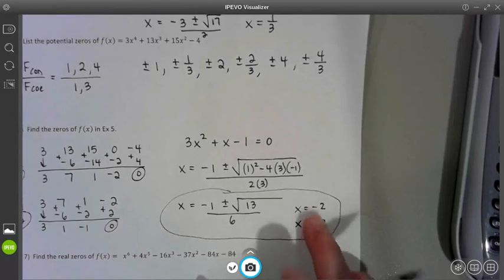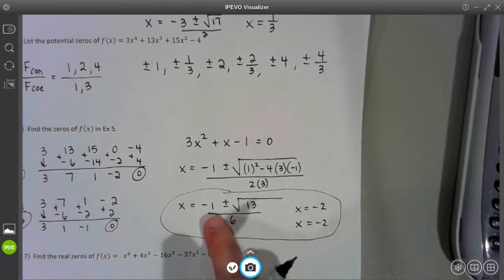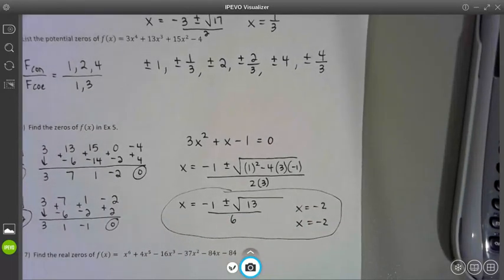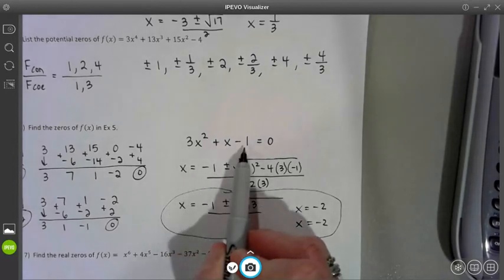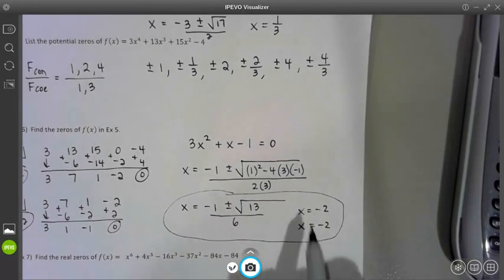So these are going to be really easy to write as factors. This one is going to be really, really weird to write as factors, okay? Now again, technically you could write this as one of your factors and then an x plus 2 and an x plus 2.